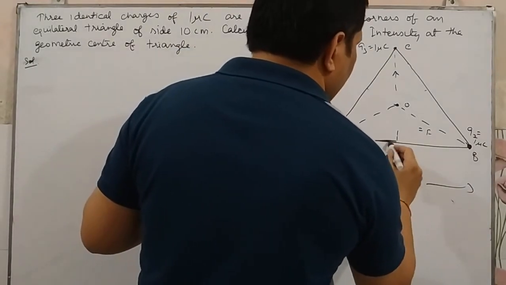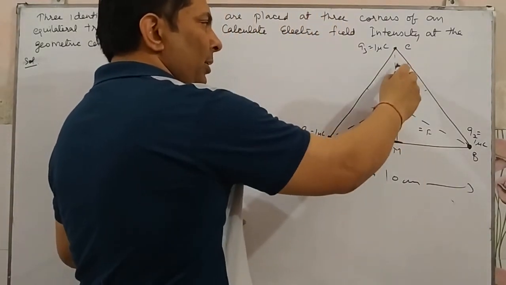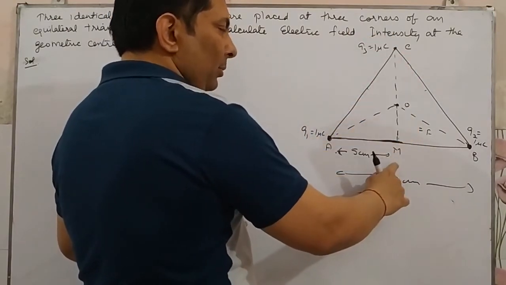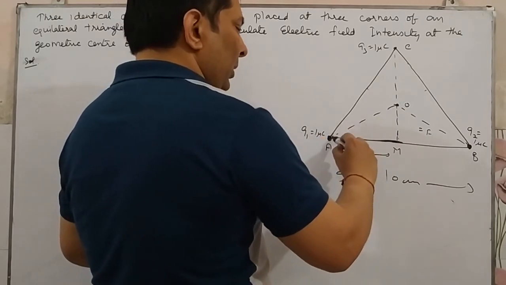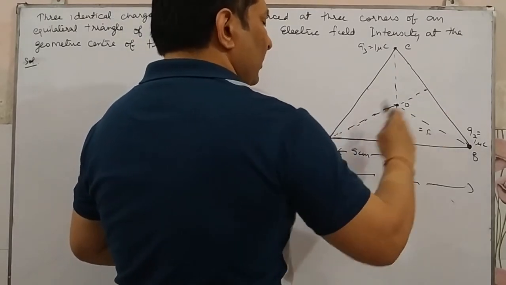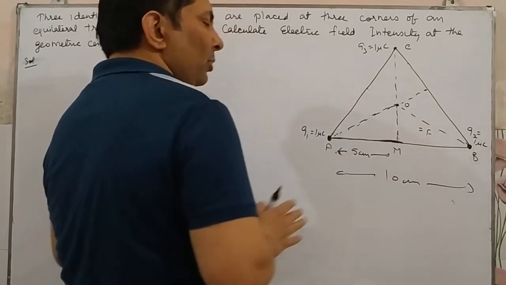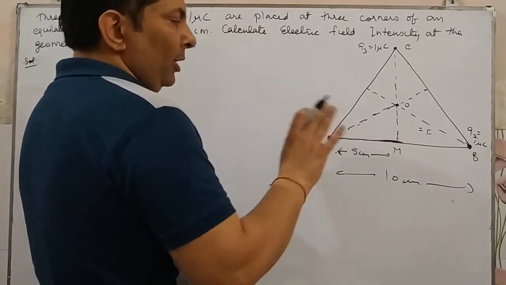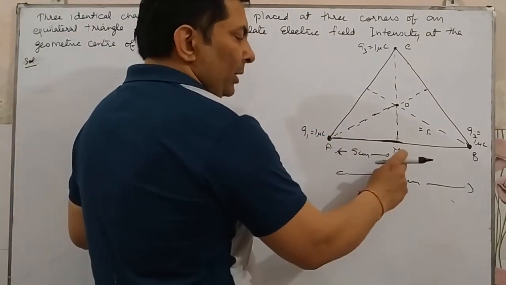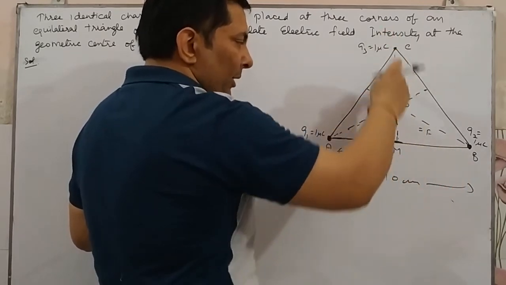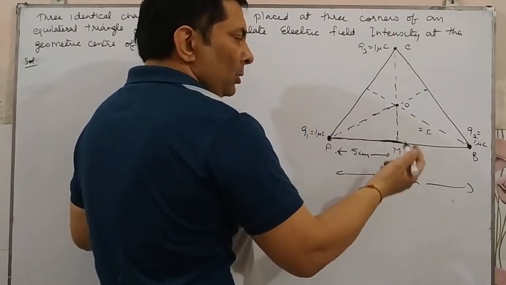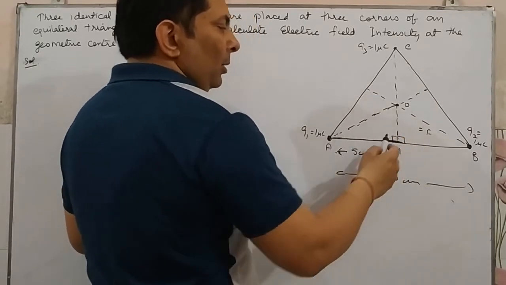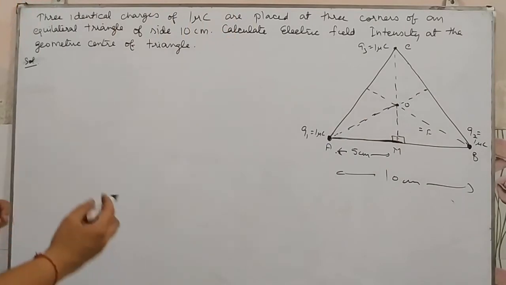We assume that here in this case, this CM is a median, and similarly this is also a median. So what we're going to do is find the electric field intensity at point O. For that purpose, we assume that M is the midpoint of AB because CM is a median. Since the total is 180 degrees, this angle becomes equal to 90. So this forms a right angle triangle AMO.